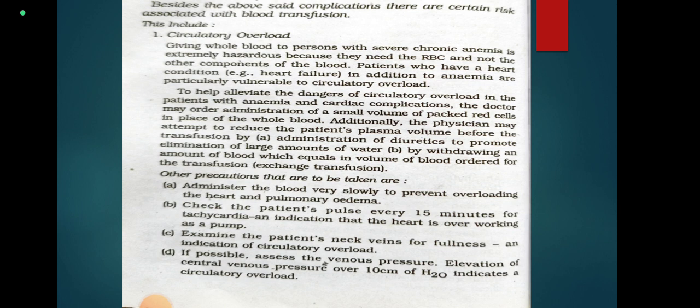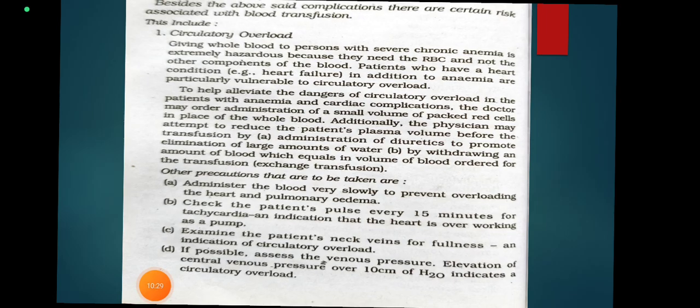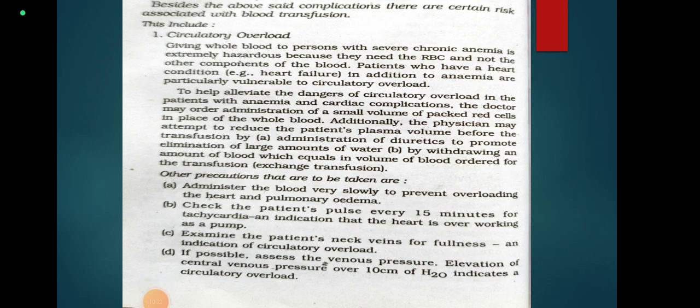Besides the above said complications, there are certain risks associated with blood transfusion. These include circulatory overload. Giving whole blood to persons with severe chronic anemia is extremely hazardous because they need the RBCs and not the other components of the blood. Patients who have a heart condition, that is heart failure, in addition to anemia, are particularly vulnerable to circulatory overload.